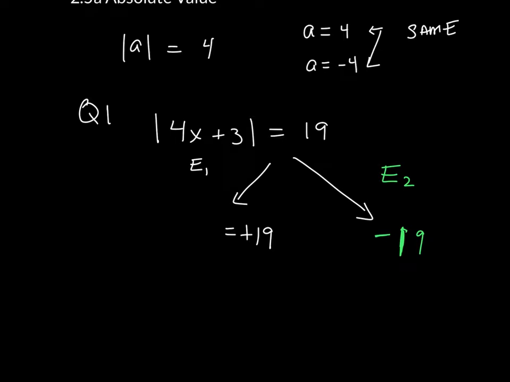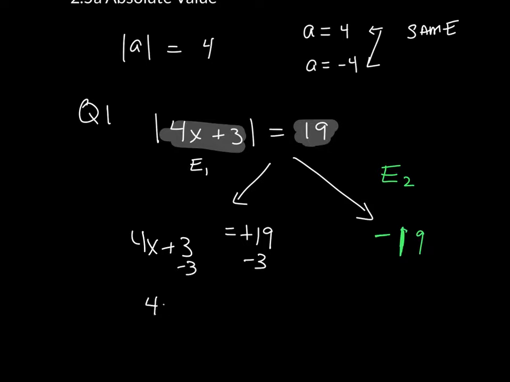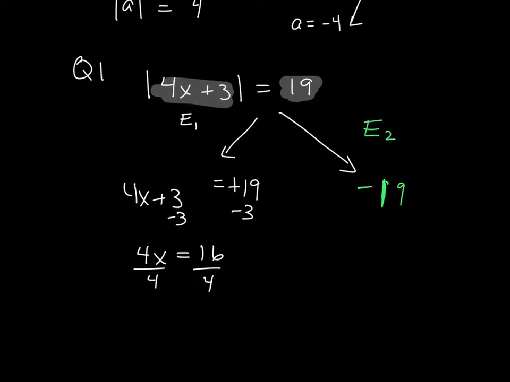Equation 1, I have 4x plus 3 is equal to 19. So what I'm doing is I'm taking whatever is inside the absolute value and letting it equal a positive 19. Now I solve this like normal. I go through and I subtract 3 from both sides, and I have 4x is equal to 16. Divide both sides by 4, and I have x is equal to 4.